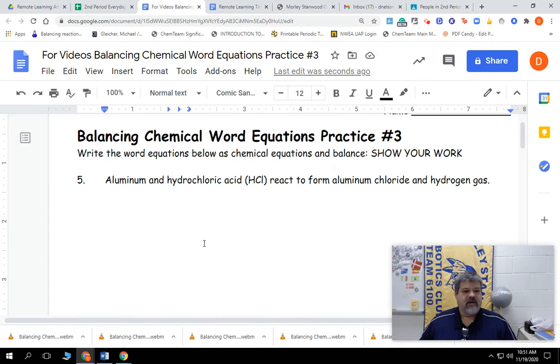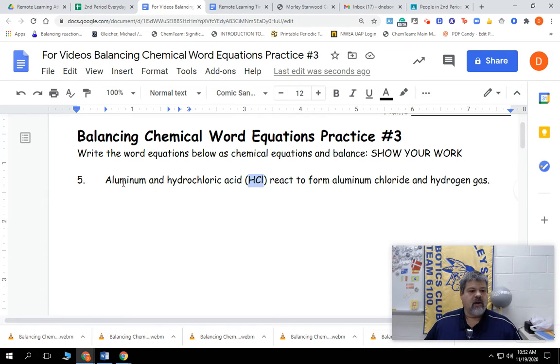Another explanation, again, balancing chemical equations, practice number 3. This time it's problem number 5. This one has a little bit of a twist in it because we have something you probably don't know how to figure out the formula for, hydrochloric acid. Okay, now again, because it is an acid, you don't know the nomenclature, I gave you the formula for that. So this is the formula for hydrochloric acid.